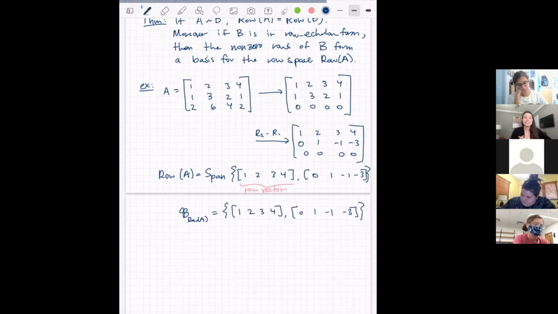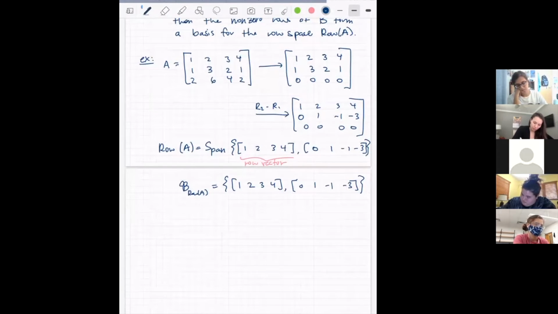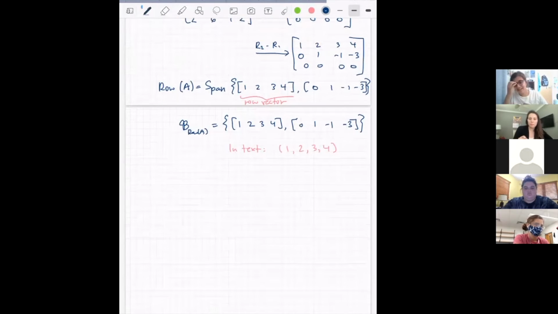And I believe in the textbook, when they write something as a row vector, so I'm making a note. In the text, they'll write it like this, as an n-tuple with the commas in there. So just so you know, that's what it looks like in the text. I like it in the textbook because it makes me think it's like a coordinate point. You prefer that?